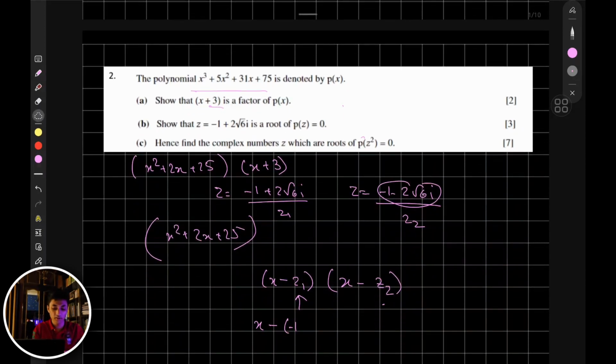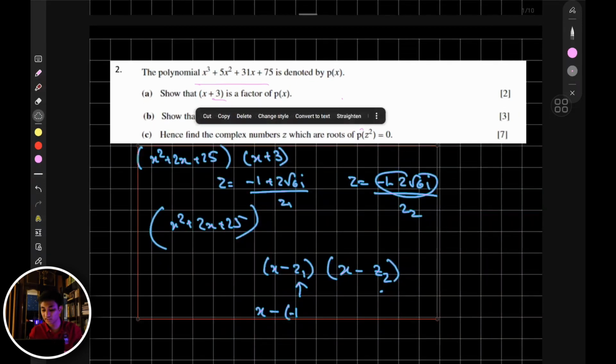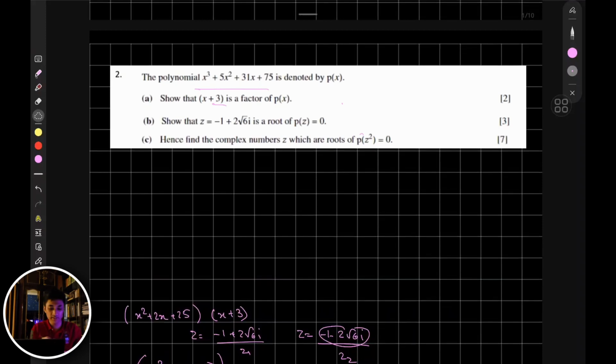This is very easy. There are 2 ways to do this. One, you put in the value of minus 3 instead of x. X plus 3 is the factor, so x plus 3 is equal to 0. X is minus 3. You know the value of x. You plug in the value of x over here, and you will get 0 as the answer. And so you can prove it that way. The other way to prove it is using long division. How do you do that? I'll show it. Long division is actually the better thing to do over here. Why? Because in the next question this is going to help you.